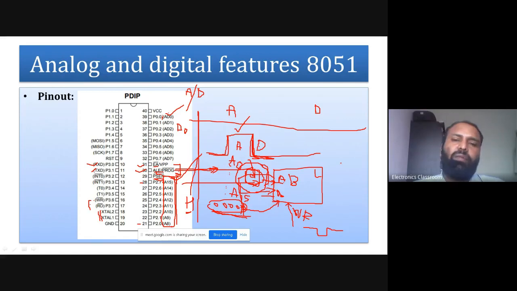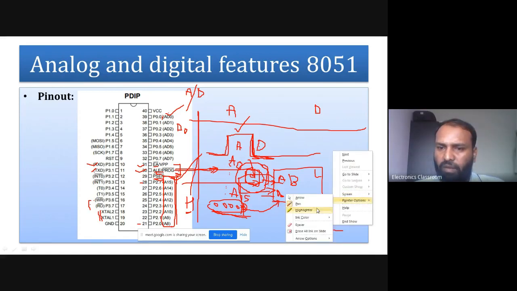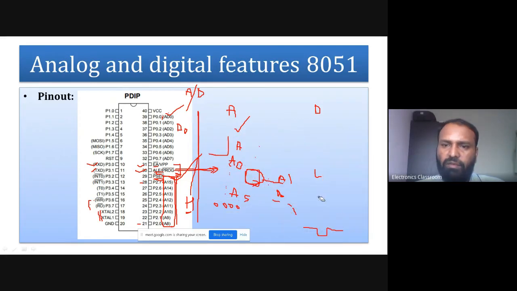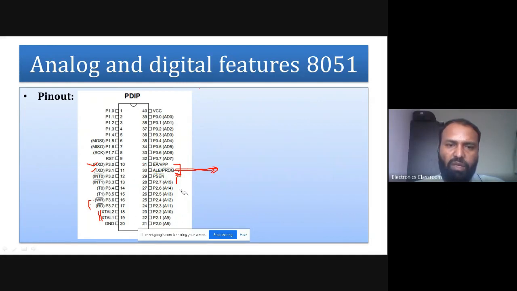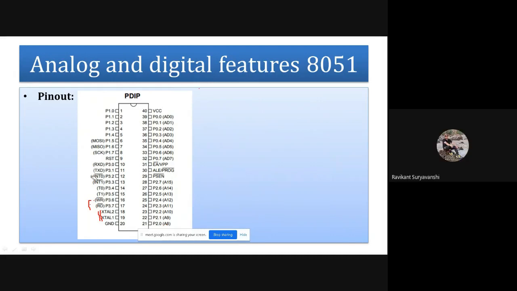Okay, then I just erase all those contents. Those are nothing but the pin details of the 8051 pins. So to use this microcontroller for any application, we need to make some initial connections so that the microcontroller will start working. So what are those minimum connections required to start the microcontroller?